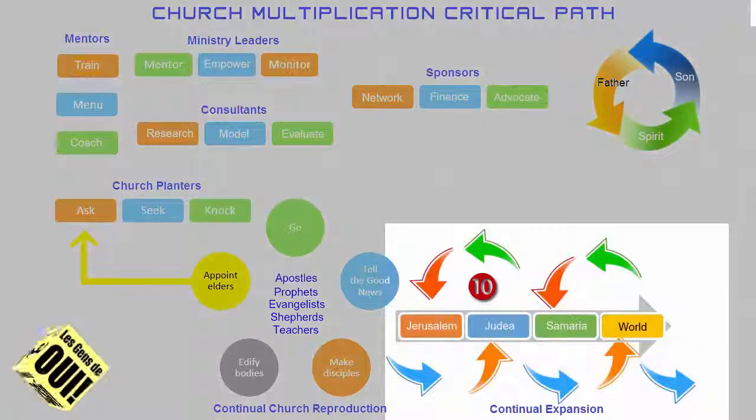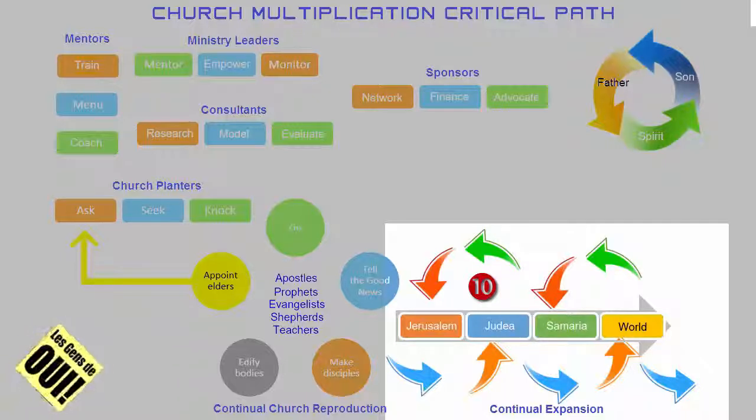Part 10. Continual Expansion. Sponsors, ministry leaders, and consultants work together to send church planting teams to neglected regions and ethnic groups. There, these teams agree together, pray together, and work together until a church planting movement is underway. This process must continue until Jesus returns.